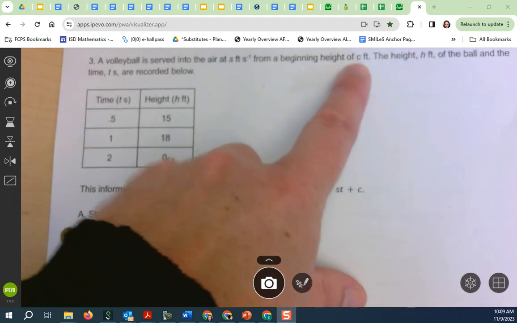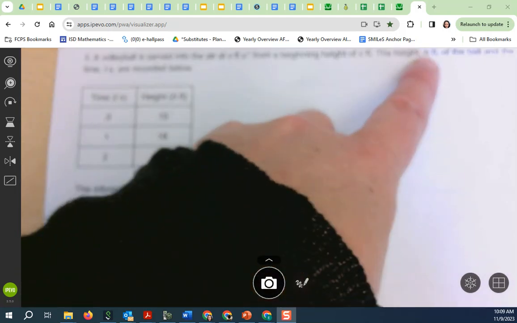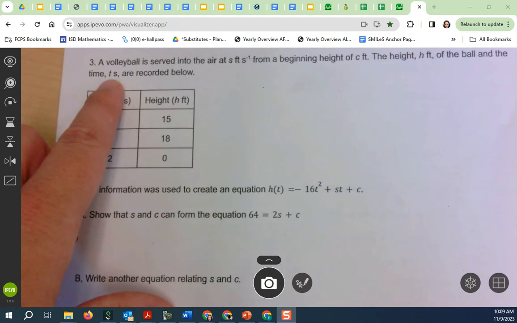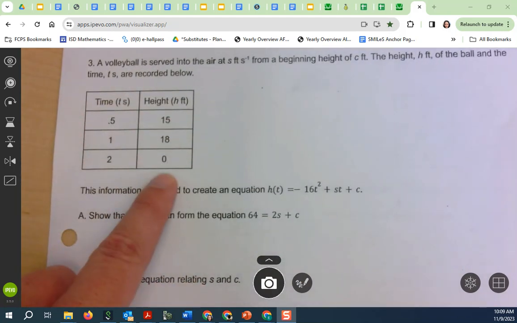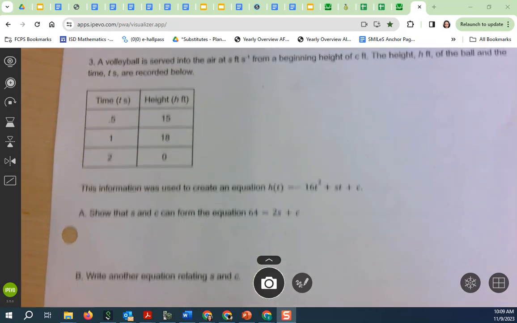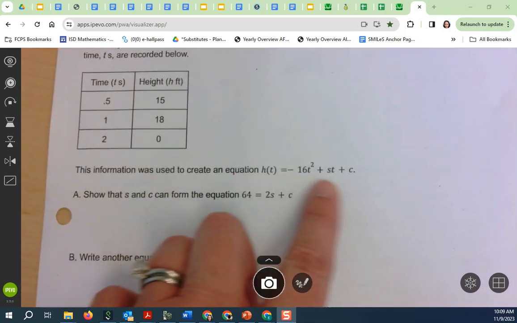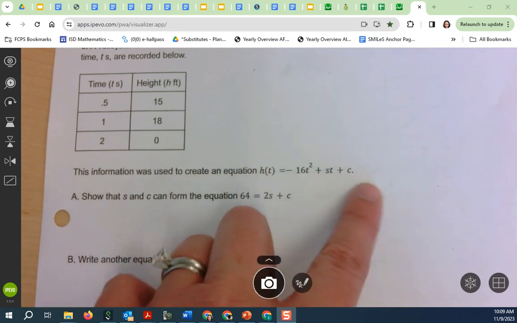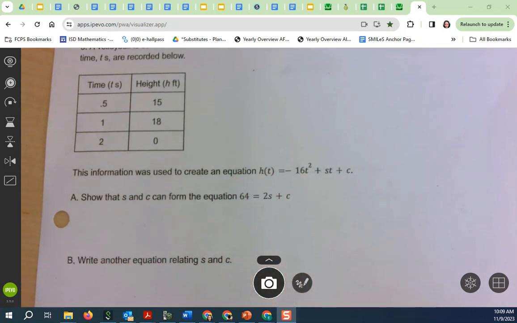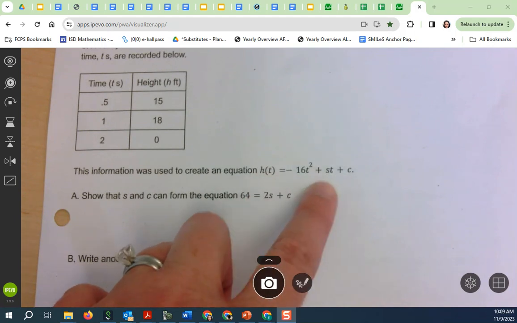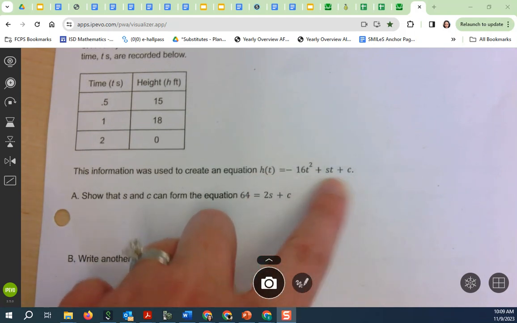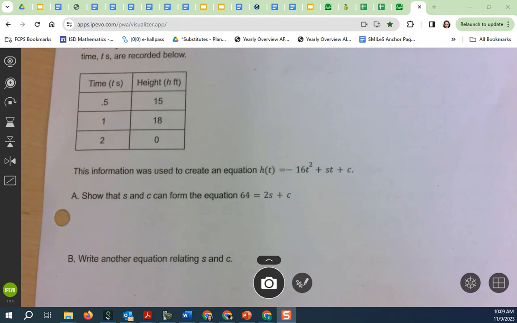And a beginning height of c feet. The height, h feet, of the ball, and the time, t seconds, are recorded below. So this is a list of times and heights of the volleyball. The information was used to create this equation. Look at it, there's a bunch of letters in there. Some of those letters are variables and some of them are constants, okay? So h is a variable and t is a variable, but s and c are numbers, and we're going to be able to find those numbers out.